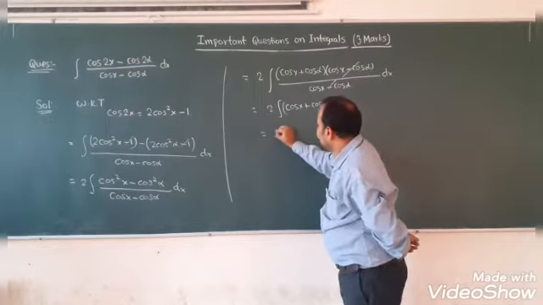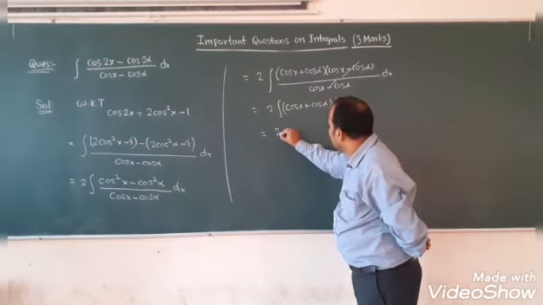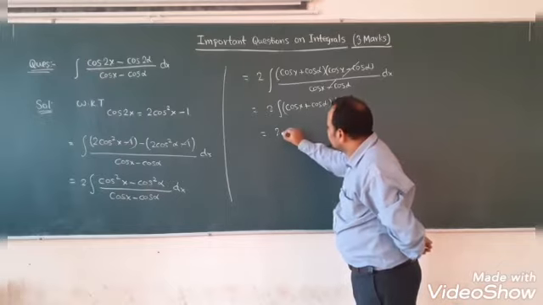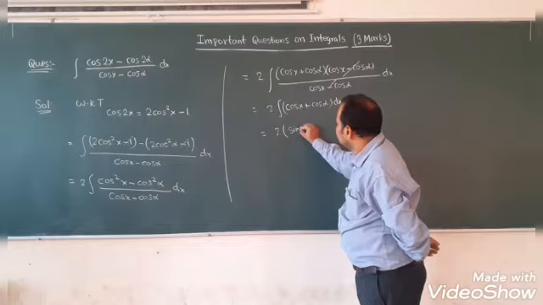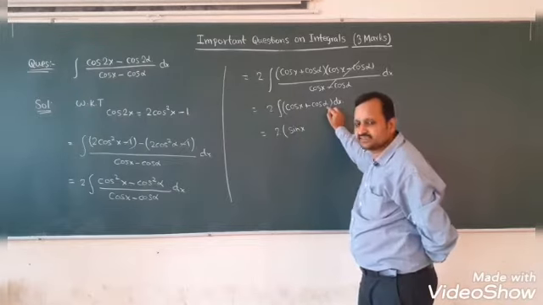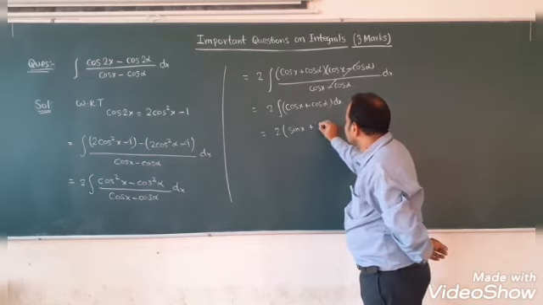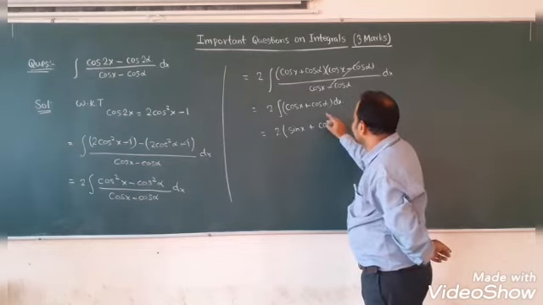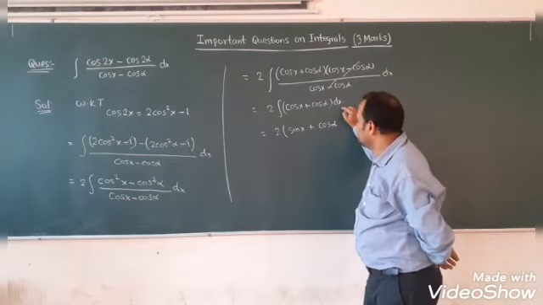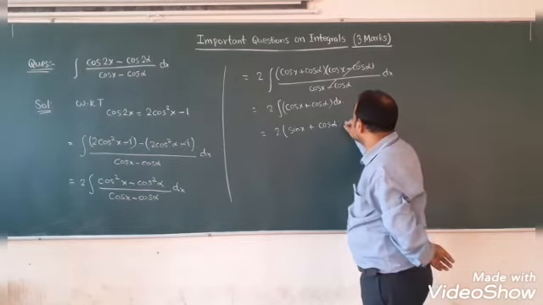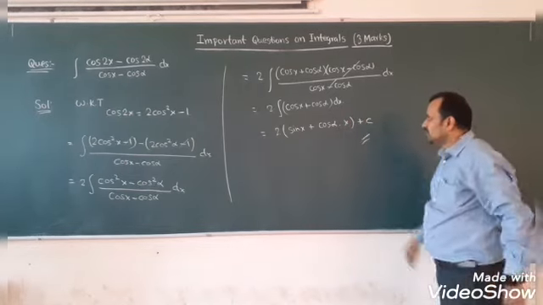Now this we can write as 2 times. What is the integral of cos? The integral of cos is nothing but sin x, right? Now cos alpha is constant, so cos alpha will come outside, and the integral of dx. What is the integral of dx? It is nothing but x plus c. So this is the required answer.